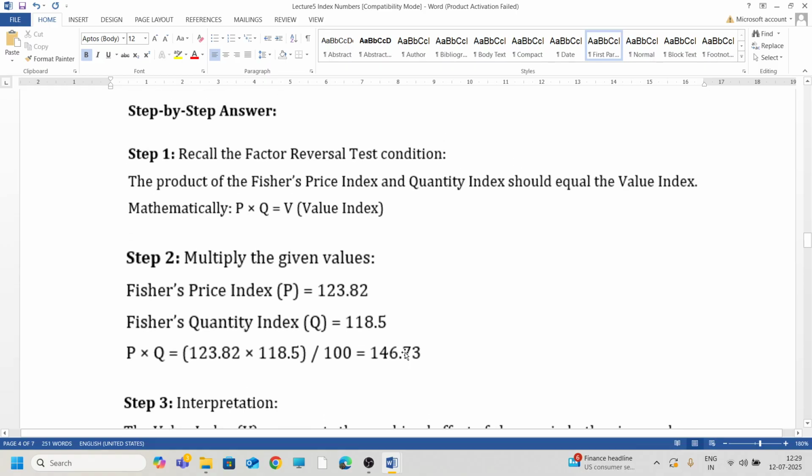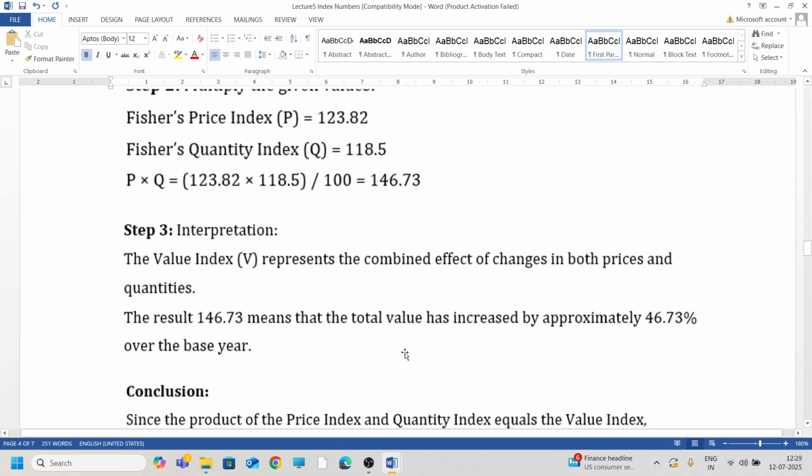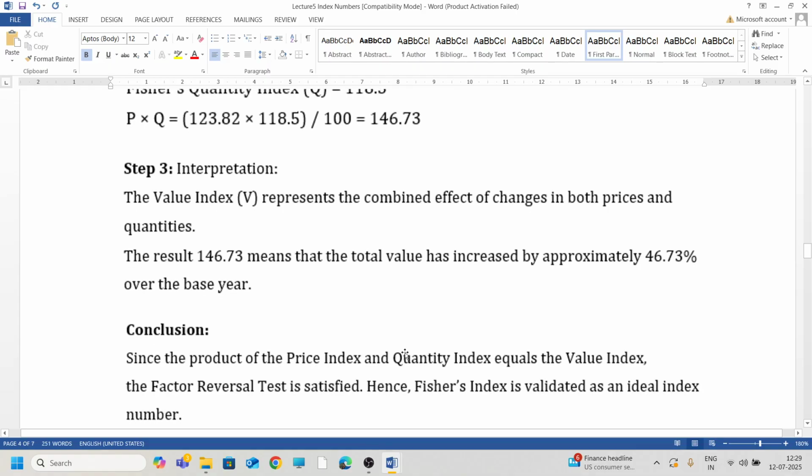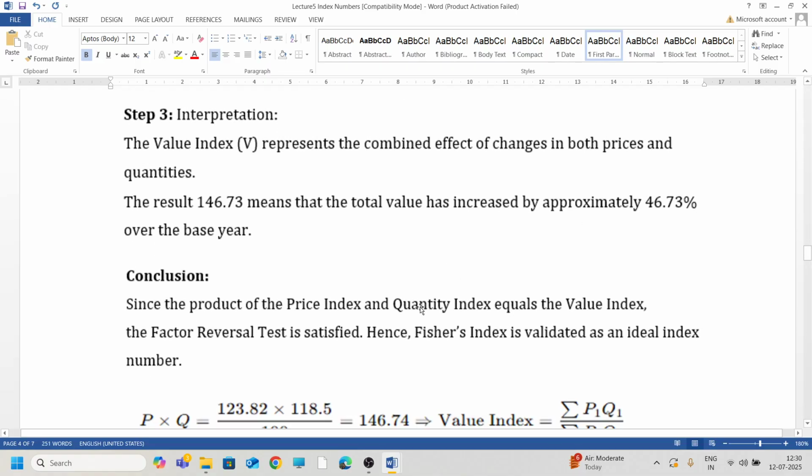So now our interpretation of the result. The value index V represents the combined effect of changes in both prices and quantities. The result 146.73 means that the value has increased by approximately 46.73% over the base year. Okay, because the base year is 100, right?